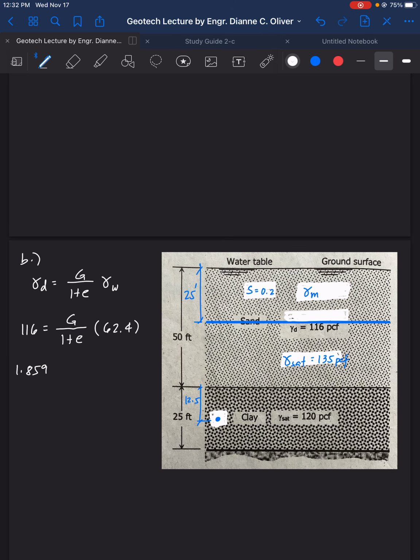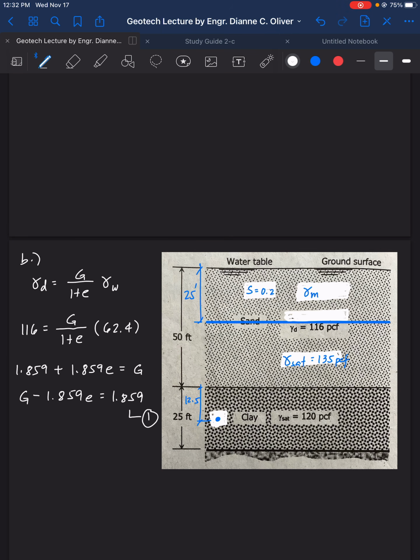Okay, so 1.859 plus 1.859 E is equal to G. So the first equation here is G minus 1.859 E is equal to 1.859. So this is equation number 1.